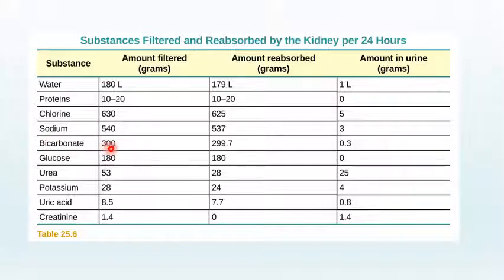Bicarbonate, we use that as a buffering system. Remember, that's that HCO3 minus. We do filter quite a bit, but we reabsorb most of it, so very little ends up in urine. Glucose, again, we filter a bunch, but really we should see none. As long as you have a healthy blood glucose concentration, that value should be 0. Urea, uric acid, and creatinine, we do filter a bunch. We also should secrete a bunch. Right? And then potassium can be kind of variable depending on the status of the body, but most of that does get reabsorbed, and we just excrete a little bit.